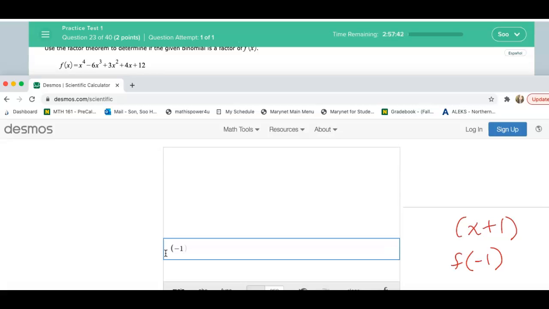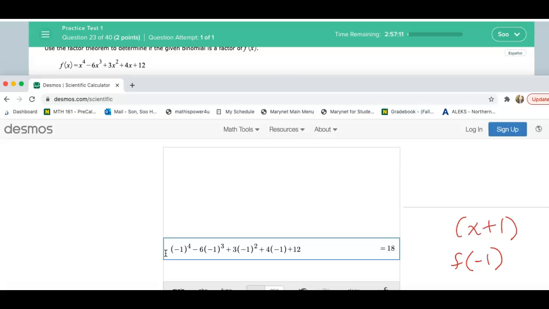Make sure you draw parentheses around any of your negative numbers. So I'm doing negative 1 to the 4th power minus 6 times negative 1 raised to the 3rd power plus 3 times negative 1 squared plus 4 times negative 1 plus 12.